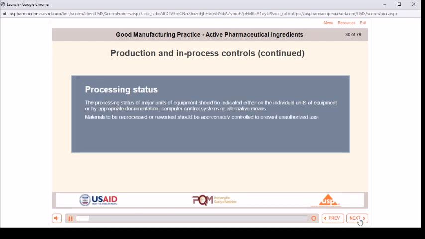Production and in-process controls. Continued. Processing status. The processing status of major units of equipment should be indicated either on the individual units of equipment or by appropriate documentation, computer control systems, or alternative means. Materials to be reprocessed or reworked should be appropriately controlled to prevent unauthorized use.